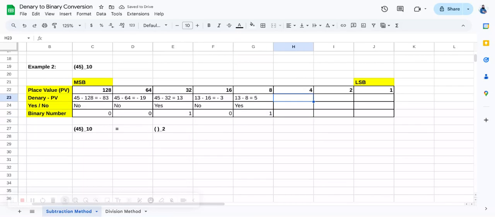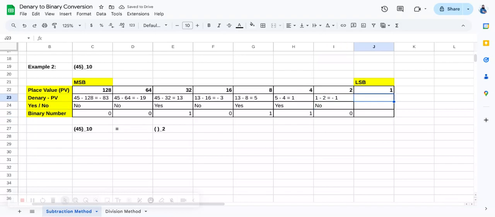So now we are heading with the positive number in this case. So 5 minus 4 equal to positive 1. Yes and 1. Moving forward, now this positive 1 minus the PV value, which is 2. So we get here negative 1. Now we got negative 1, we write here no, and we write 0.